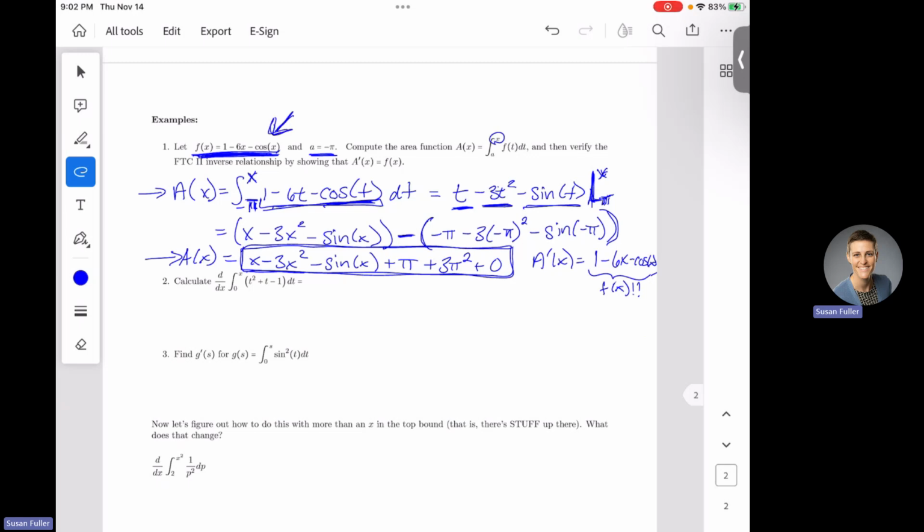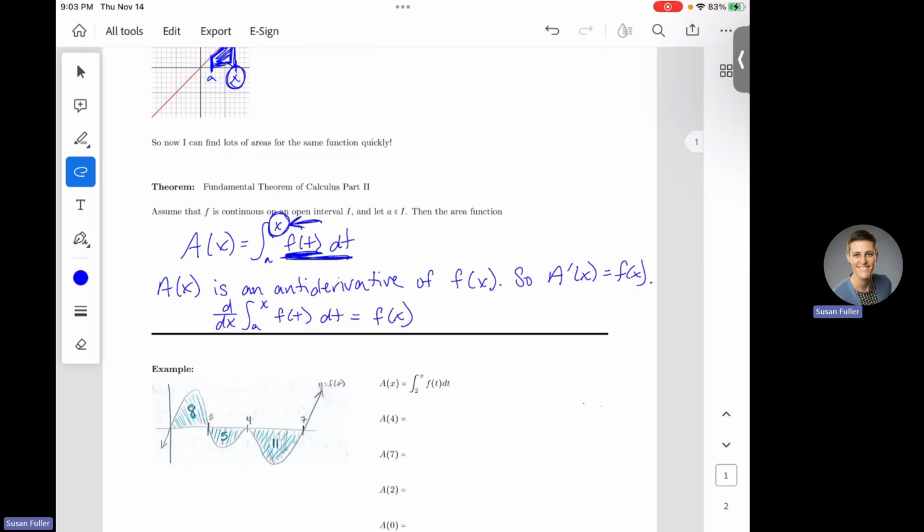The derivative of this lovely function that we found is going to be 1 minus 6x minus the cosine of x plus a bunch of zeros, right? All of these numbers go away to 0. And so I just have this, which is the exact same function that I started with. I just have x's in there instead of t's. And that was the second piece of this fundamental theorem of calculus part 2, right?